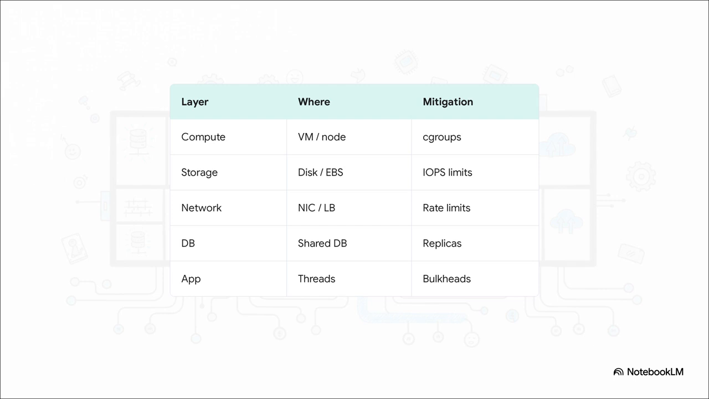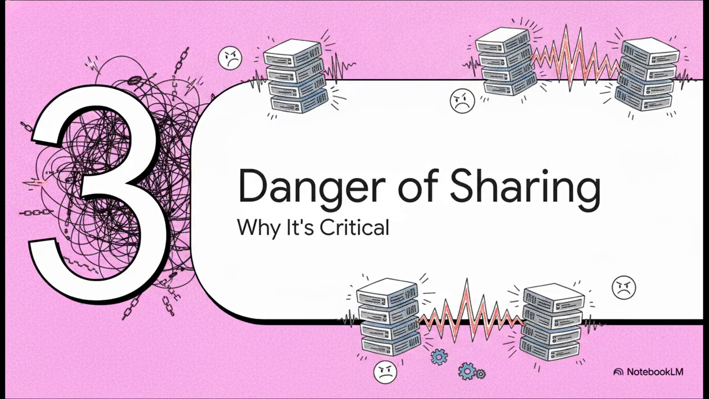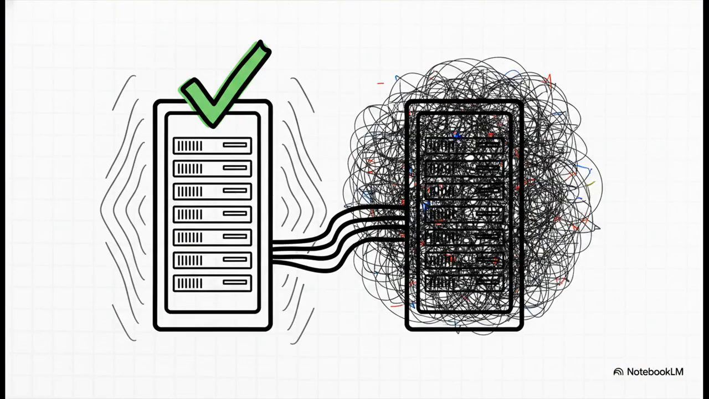It keeps going through databases and caches where long-running analytical queries will exhaust your connection pools or massive keys evict your cached data. And it goes all the way up to the app thread layer, where a slow downstream dependency can consume every last one of your worker threads. It is truly everywhere. So, moving into part 3, the danger of shared systems. Why is this so absolutely critical to fix?